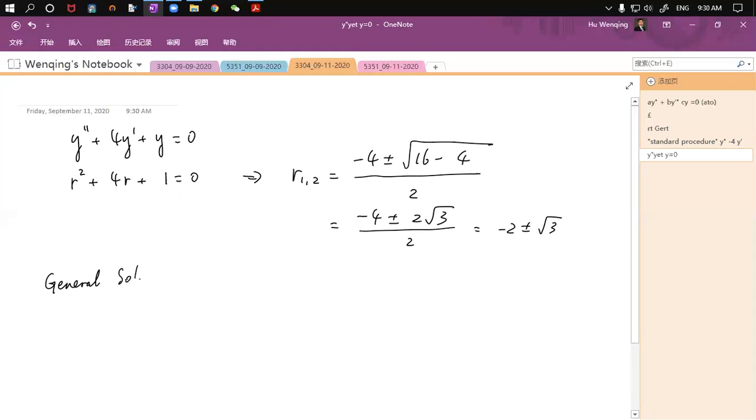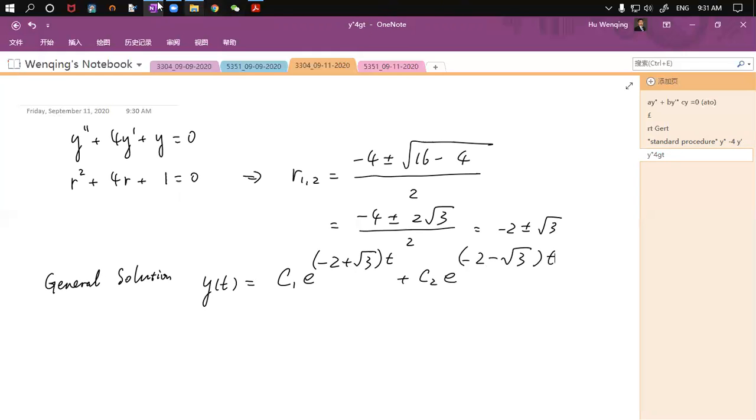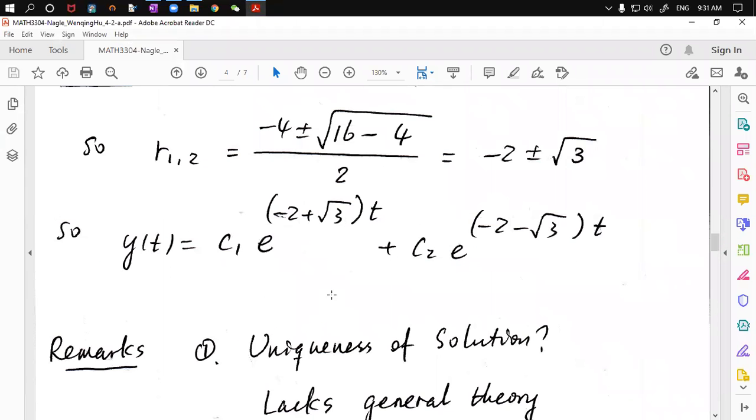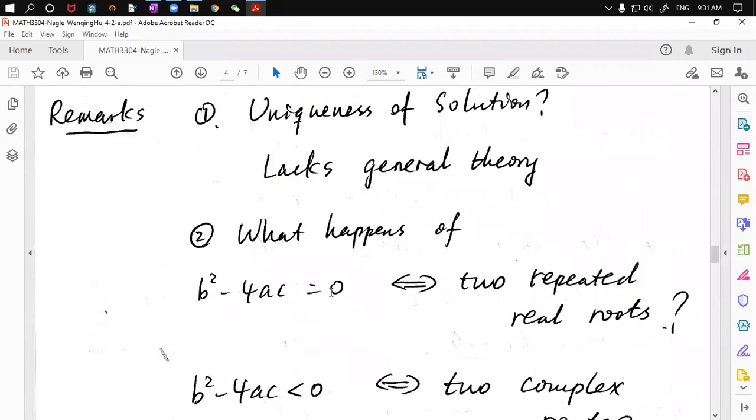As long as you have the solution, you can see that you have 2 distinct real roots. So the general solution y of t should be equal to c1 e to the power of minus 2 plus square root of 3, multiplied by t, that's the first solution, plus c2 e to the power of minus 2 minus square root of 3, multiplied by t. Those are the two solutions of your problem. Okay, there are several remarks that we have already mentioned.